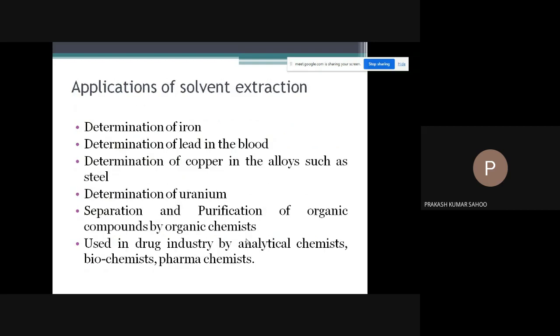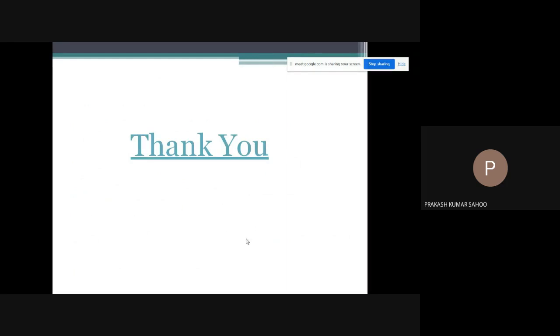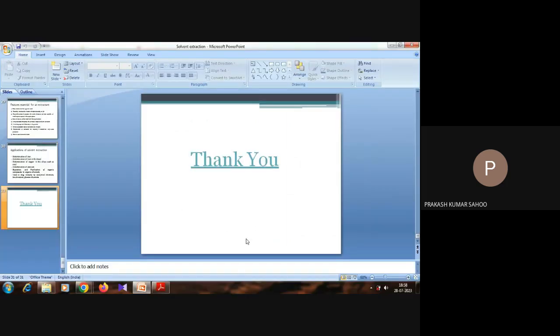So the applications of solvent extraction are determination of iron in a solvent, determination of lead in blood, determination of copper in alloys such as steel, determination of uranium from minerals, and separation and purification of organic compounds by organic chemists. It is also used in the drug industry by analytical chemists, biochemists, and pharmacists. Okay, so thank you. This is all about our PPT.